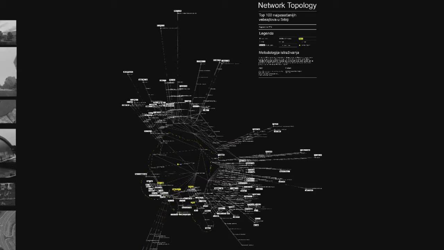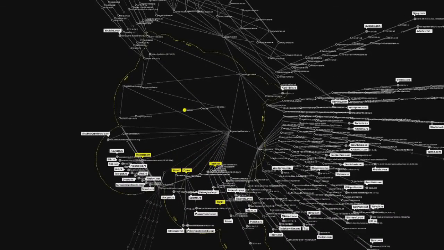changes in laws in all of these countries affect us really seriously. So the yellow line which you can see around here is the national border of Serbia. All the websites that are inside the yellow line are in Serbia, and all of them that are outside are outside of it. So basically, on the first view, you can see that most of them are outside.